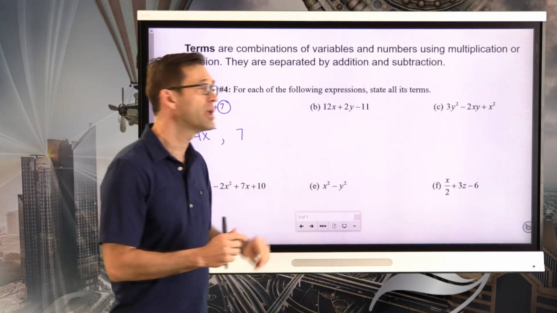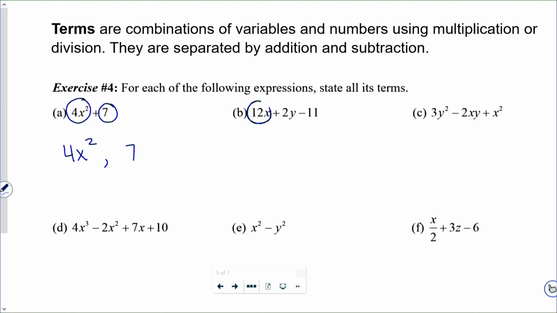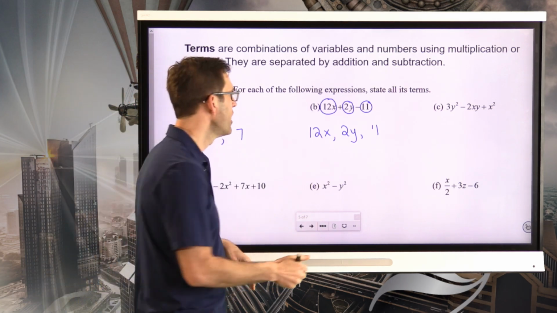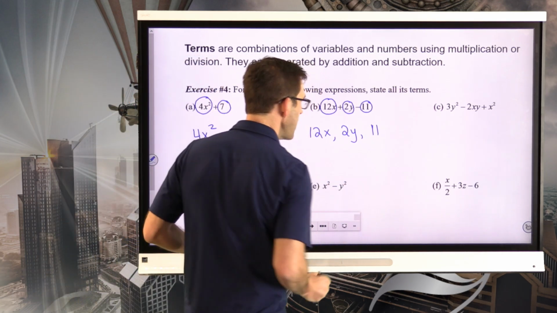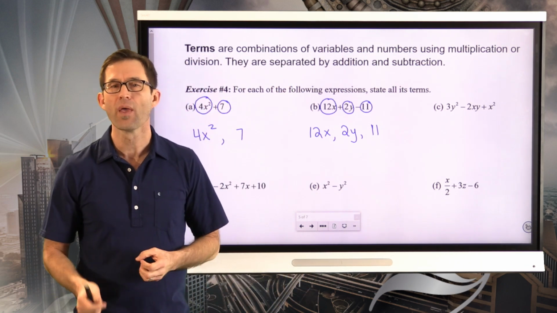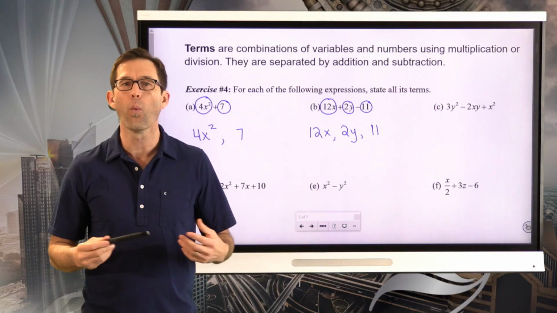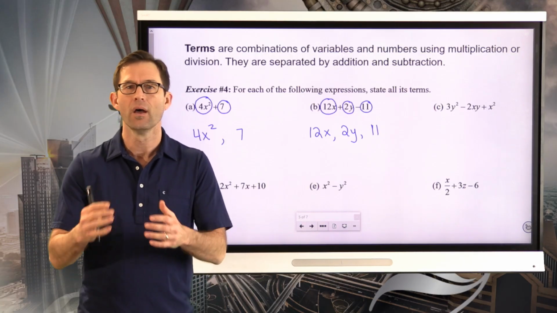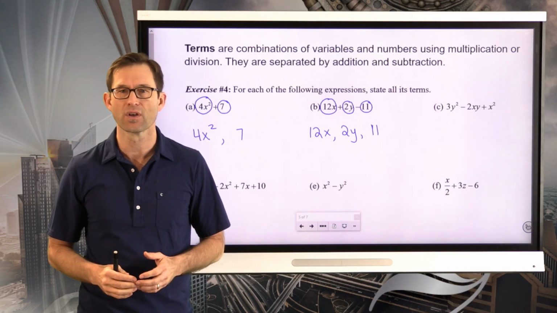Here we actually have 3 terms. We've got a term of 12x, a term of 2y, and a term of 11, right? And again, the idea here is that I took the term 12x and I added it to the term 2y, and then I subtracted the term 11. So we're adding and subtracting terms from one another, and eventually we'll start to interpret what terms are, what they mean in the real world if there's some kind of word problem or context to what's going on.